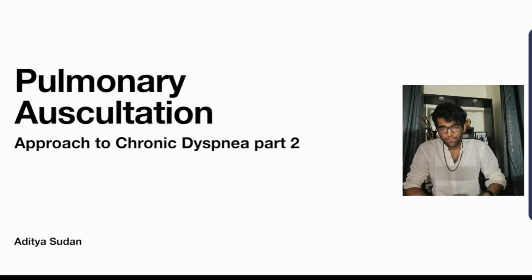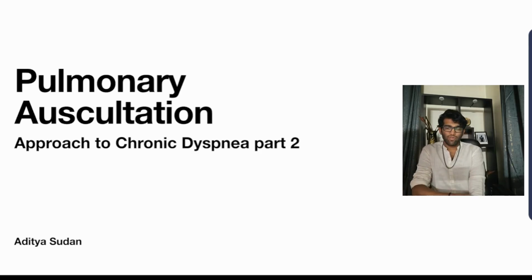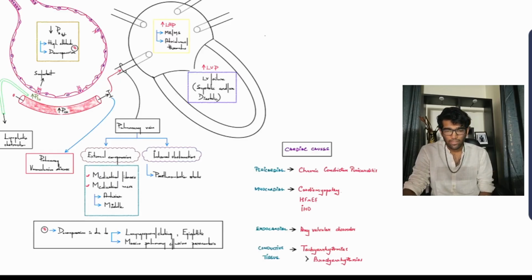So today, in part two of our discussion on how to approach chronic dyspnea, we'll be discussing the auscultation of the lungs, of the pulmonary system. So before we get into the weeds of it, I want to discuss a point that was not clearly identified or highlighted in the last video. That is cardiac causes of shortness of breath.